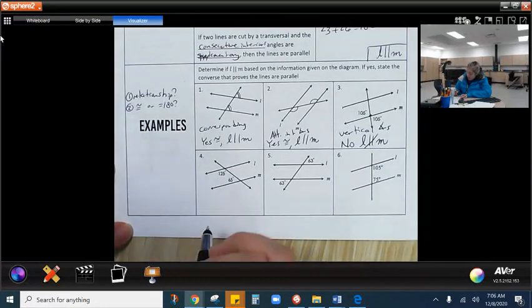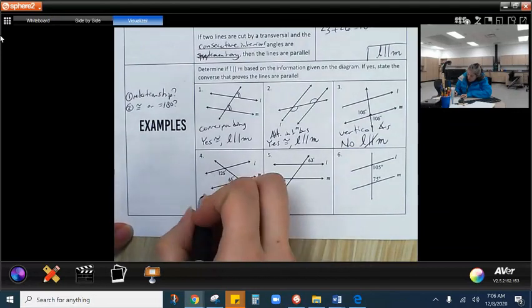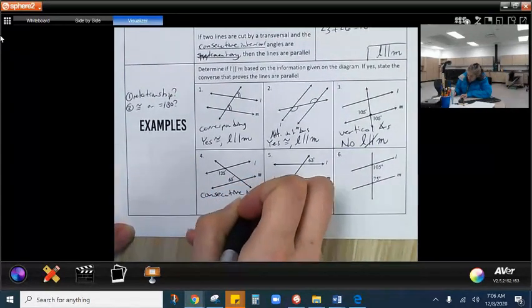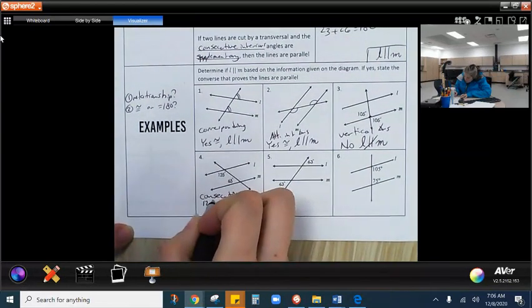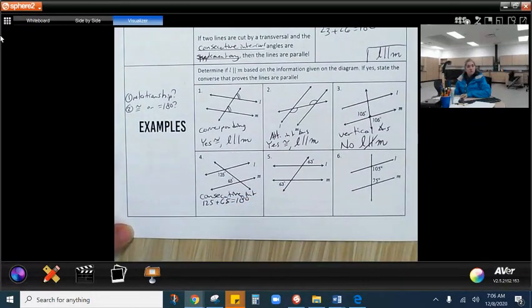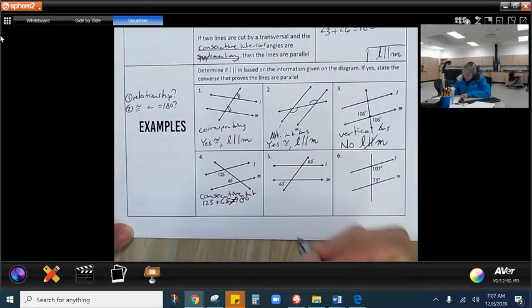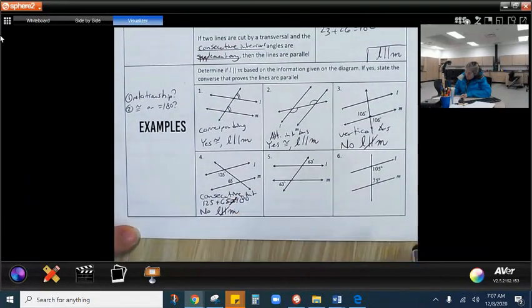All right, this one down here, number four. What is their relationship? 125 degrees and 65 degrees. Well, they are consecutive interior. Wait a second. Consecutive interiors are the supplementary ones, right? So that means that 125 plus 65 must equal 180. Is that true? Does 125 plus 65 equal 180? No, it is not true. It actually equals 190, so they're not supplementary. So this is another no, L is not parallel to M.